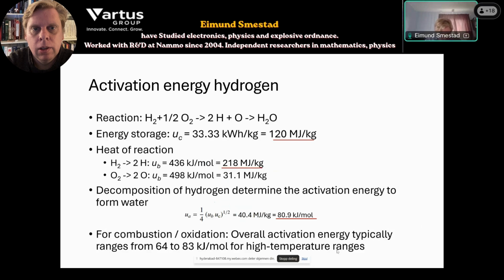Activation energy for hydrogen. I will attempt an example of activation energy for hydrogen reacting with oxygen to form water. The energy storage for this reaction is 120 megajoules per kilogram. The heat of reaction to split hydrogen and oxygen to atoms is 218 megajoules per kilogram for hydrogen and only 31.1 megajoules per kilogram for oxygen.